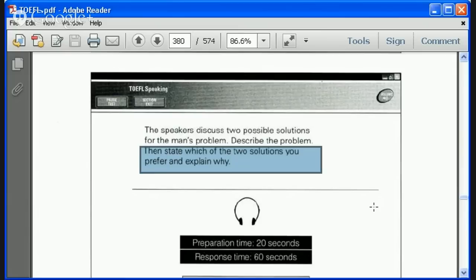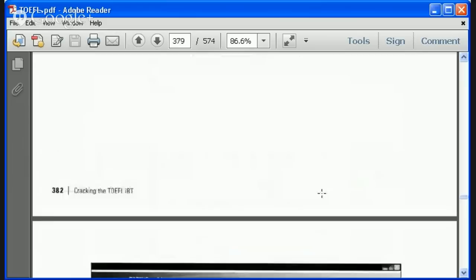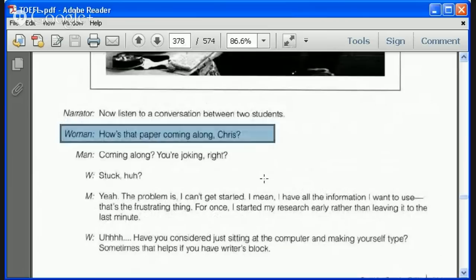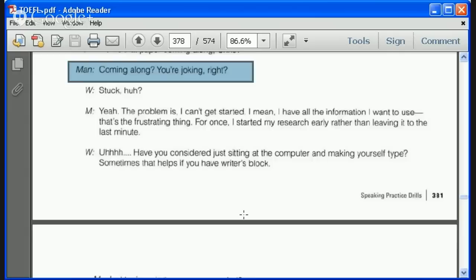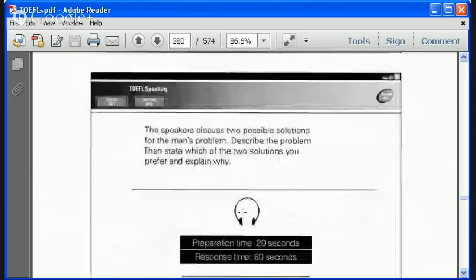The problem, what's the problem? I invent the problem, or you tell me what's the problem? No, okay, let me help you out here. Going back to the beginning of the conversation, how's that paper coming along, Chris? Coming along, you're joking, right? There's the problem. Okay, I'll try. All right, go ahead. Whenever you're ready.